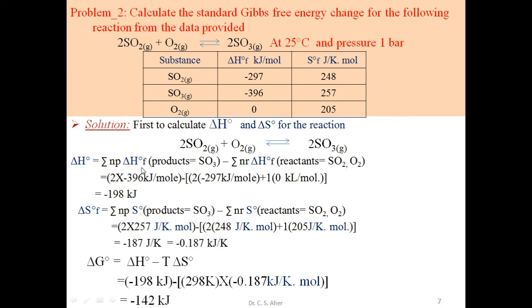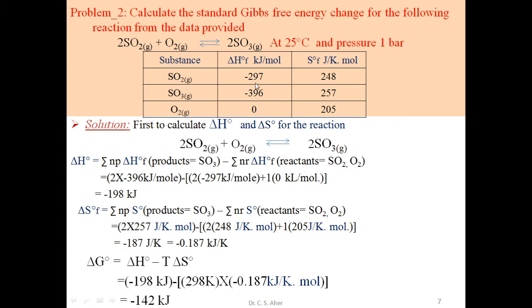The product is one product, sulfur trioxide, present in 2 moles. So 2 into the standard enthalpy change of sulfur trioxide. So we use the second column. Sulfur trioxide's standard enthalpy change given is minus 396. We put this value, minus 396 kilojoule per mole. Minus summation of reactants. In the summation of reactants there are 2 reactants. The first reactant is sulfur dioxide, present in 2 moles, so 2 into its value.